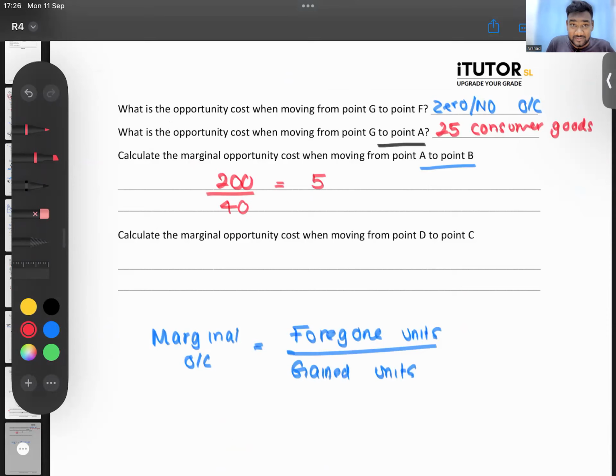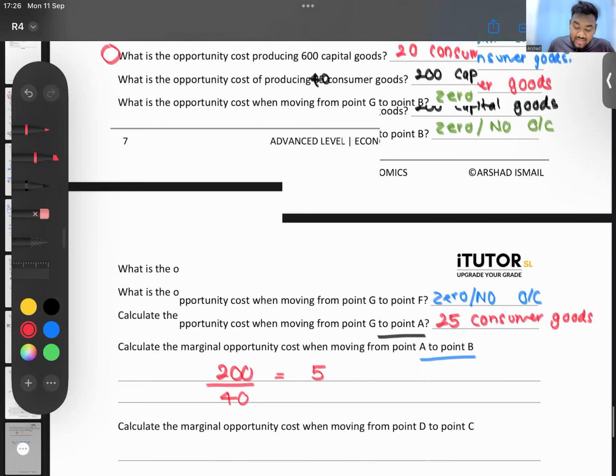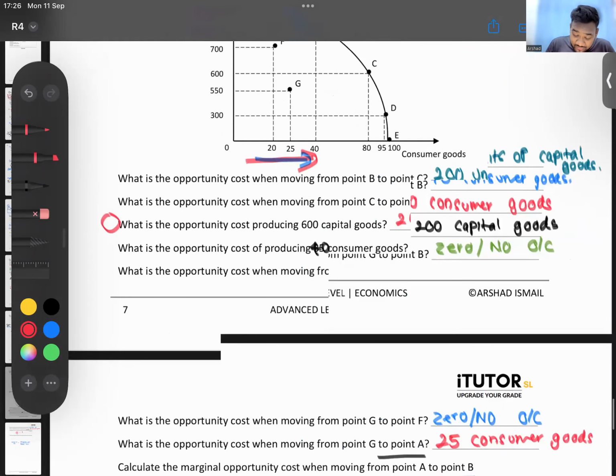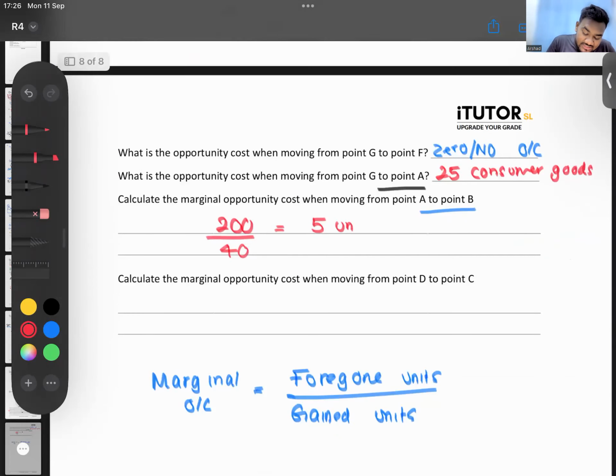5 what? You can't just say 5. So when you're going from A to B, what are you sacrificing? When you're going from A to B, you're getting consumer goods. Opportunity cost is what you're sacrificing. So 5 units of what? 5 units of capital goods. Is that clear, guys? How you do the calculation? When they say marginal opportunity cost or opportunity cost of producing one extra unit, then only you use the equation.